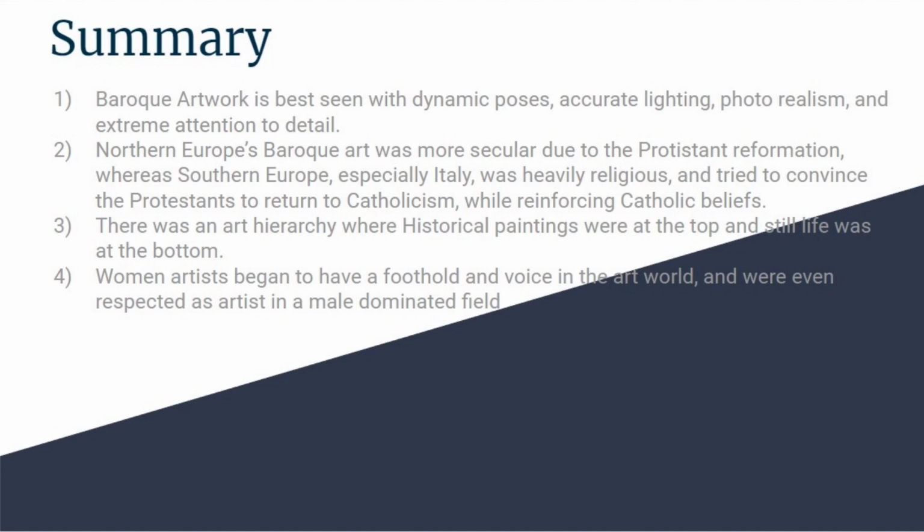And to summarize, Baroque artwork is best seen with dynamic poses, accurate lighting, photorealism, and extreme attention to detail. Northern Europe Baroque art was more secular due to the Protestant Reformation, whereas Southern Europe, especially Italy, was heavily religious and tried to convince the Protestants to return to Catholicism while reinforcing Catholic beliefs. There was also a hierarchy where historical paintings were at the top and still life was at the bottom. Women artists began to have a foothold and voice in the art world and were even respected by the male artists in the male-dominated field.